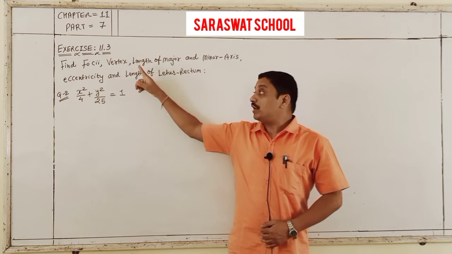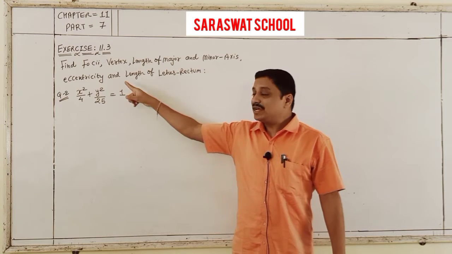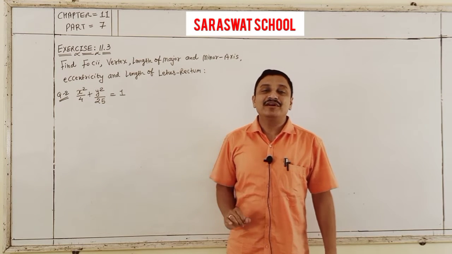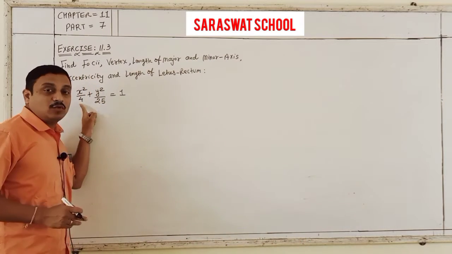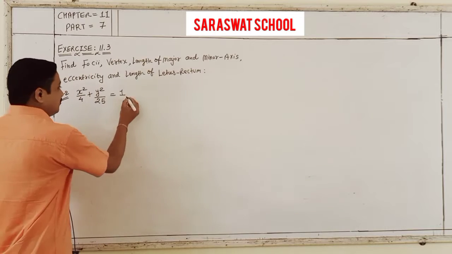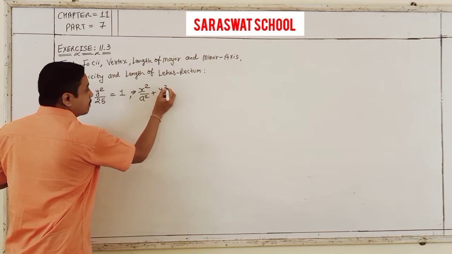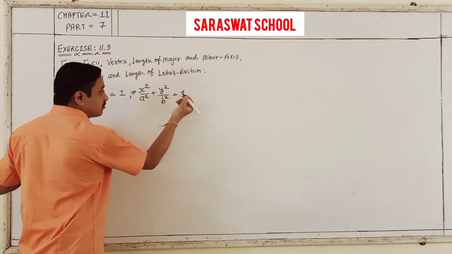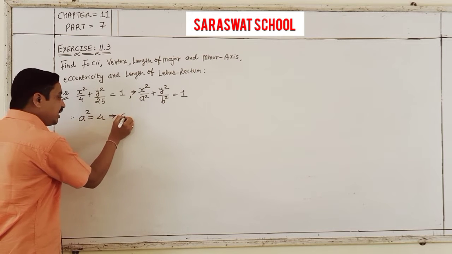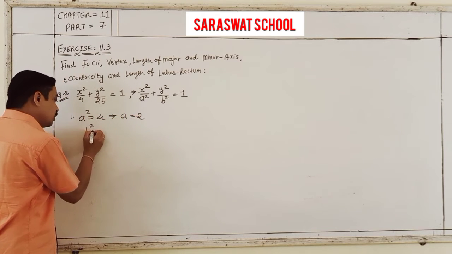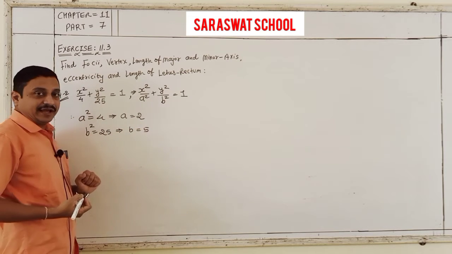Question number 2 continued. Find foci, vertex, length of major and minor axis, eccentricity and length of latus rectum for the given equation, question number 2: x square by 4 plus y square by 25 is equal to 1. We just compare it here with x square by a square plus y square by b square is equal to 1. You get a square 4, definitely a is 2, and b square 25, definitely b is 5. So 2 and 5.